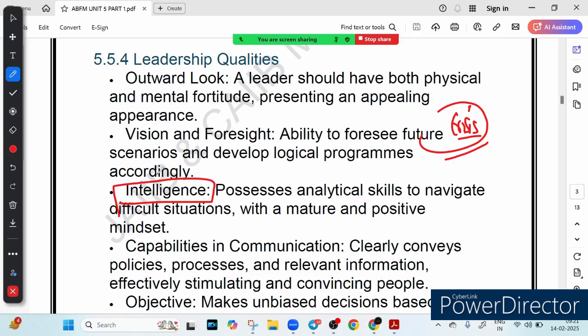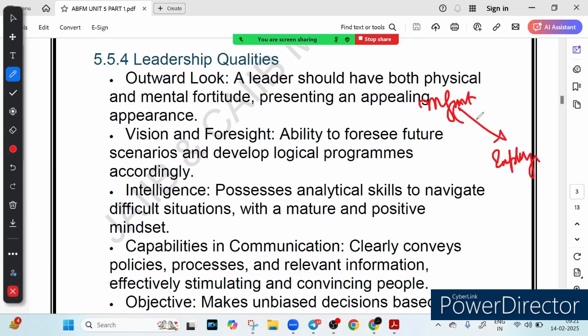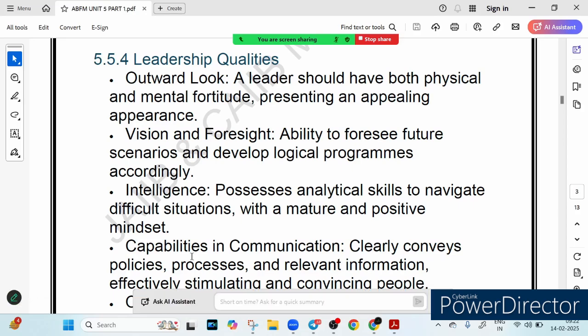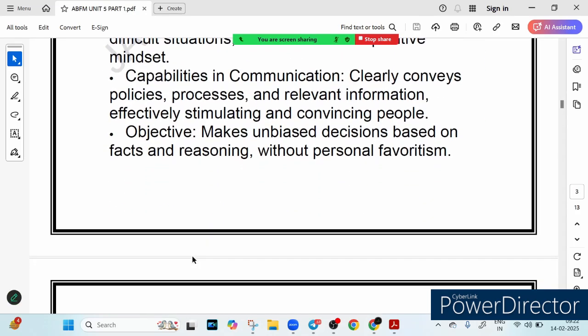Now the next is, communication is the key. A leader is like a bridge between management and employees. So on one side we have management, on the other side we have employees, and in between, leadership acts like a bridge. If they can't communicate clearly, things will collapse. Strong communication skill helps in explaining policies, motivating employees, and building trust. So that is a good quality of leadership, that he should be capable of communicating properly.